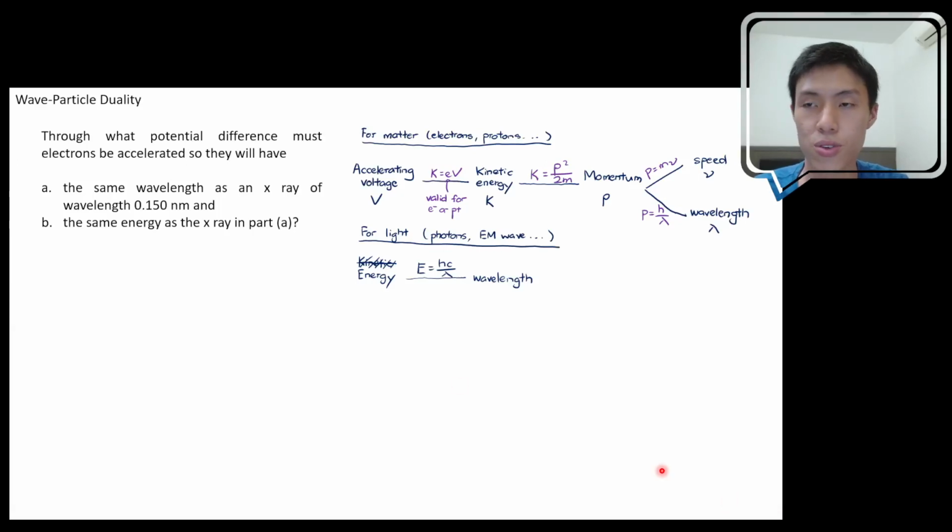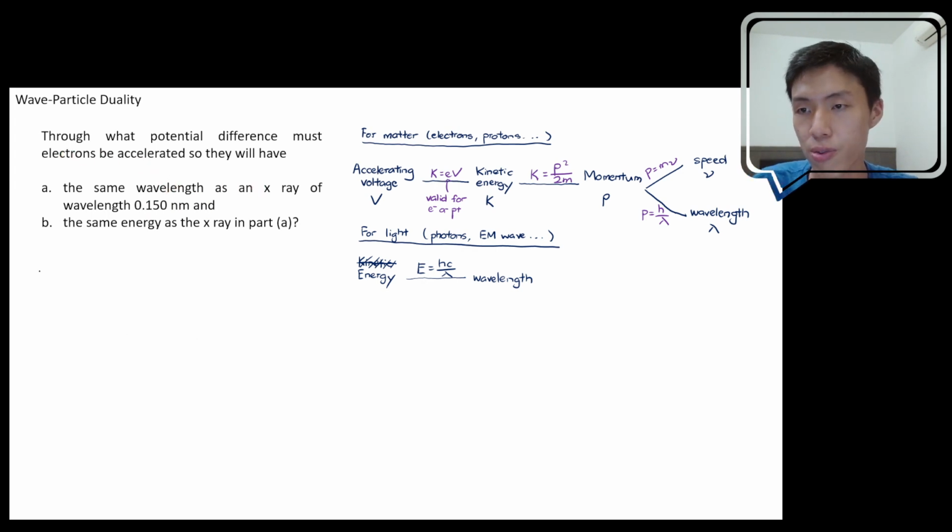Let's try to solve this question here. Through what potential difference must electrons be accelerated? So they're interested in the accelerating voltage, how much should it be, so that they will have the same wavelength as an X-ray of wavelength 0.150 nanometer. So you want your electron to have the same wavelength as the X-ray.